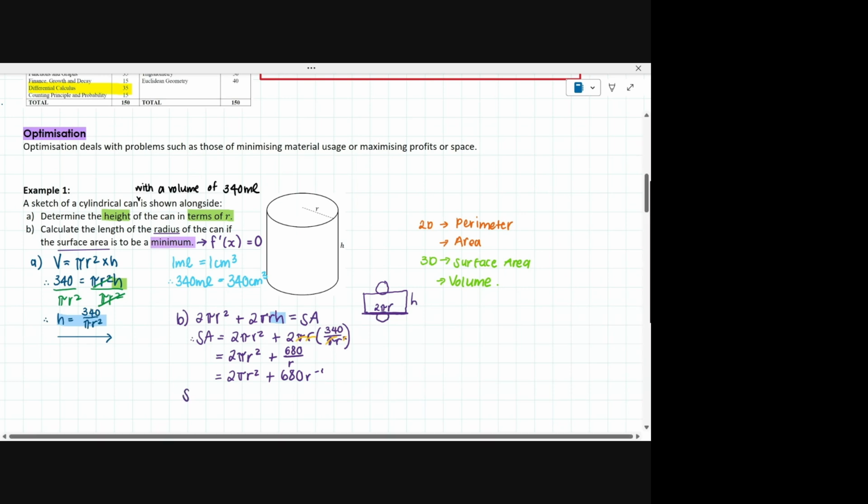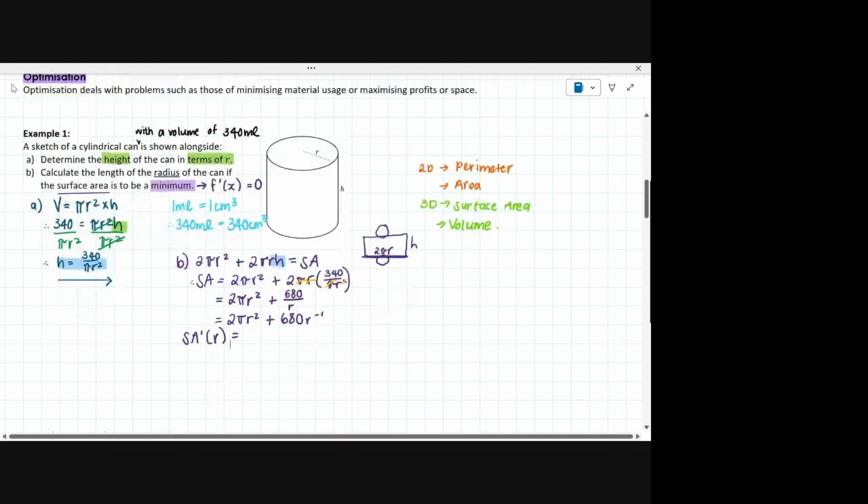And so now I can find the derivative of my surface area in terms of r. Remember, notation is very important. So you will start by saying what you're finding the derivative of. Surface area, use your prime or your apostrophe to indicate it is the derivative. And then in brackets, you refer to which variable you're working with. In this case, radius. Remember, pi is not a variable. It's just a symbol we use to represent a number. So now we find the derivative.